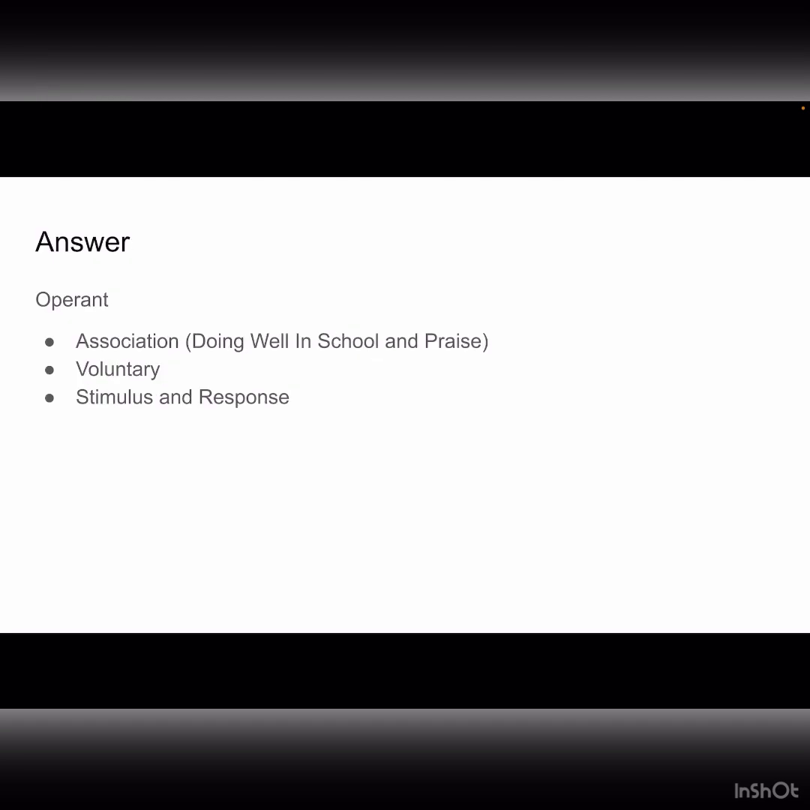This was operant conditioning. First, there was an association between two things, in this case, doing well in school and praise. We already know that an association between two things has to be associative learning. Doing well in school is also a response, while praise is a stimulus. So that points us in the direction of operant. The example also stated that the child wanted to do well on their next exam, a voluntary action, which helps us solidify this example as operant.